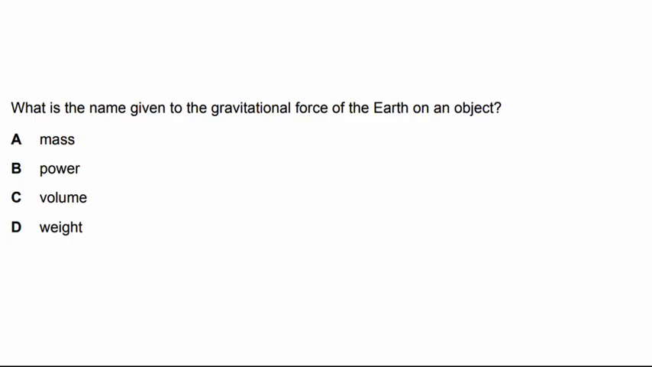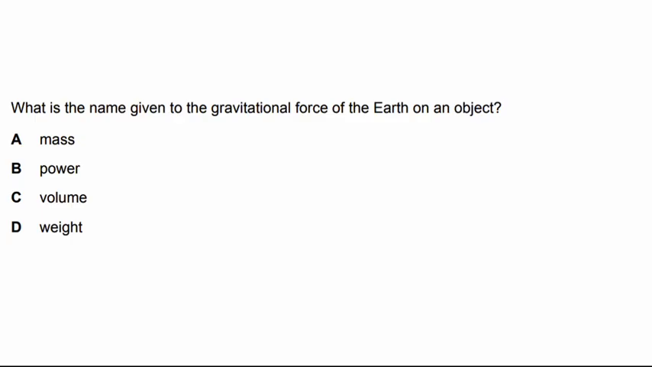So we're asked, what's the name given to the gravitational force of the Earth on an object? Now, a lot of people know the answer here. They know that the answer is D, the weight. But let's imagine if it was something that we were less sure of. What approach could we take that might allow us to think a little bit about what we mean by gravitational force?